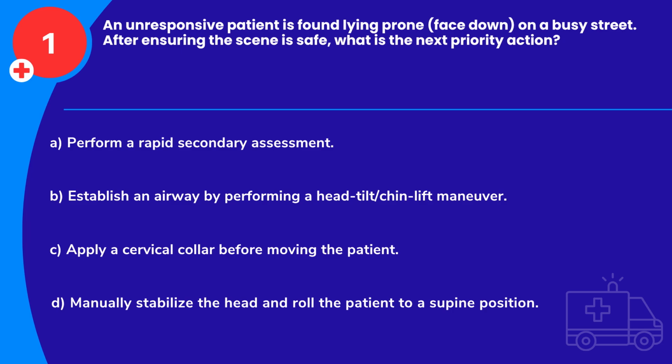Question 1. An unresponsive patient is found lying prone, face down on a busy street. After ensuring the scene is safe, what is the next priority action? A. Perform a rapid secondary assessment. B. Establish an airway by performing a head tilt/chin lift maneuver. C. Apply a cervical collar before moving the patient. D. Manually stabilize the head and roll the patient to a supine position.